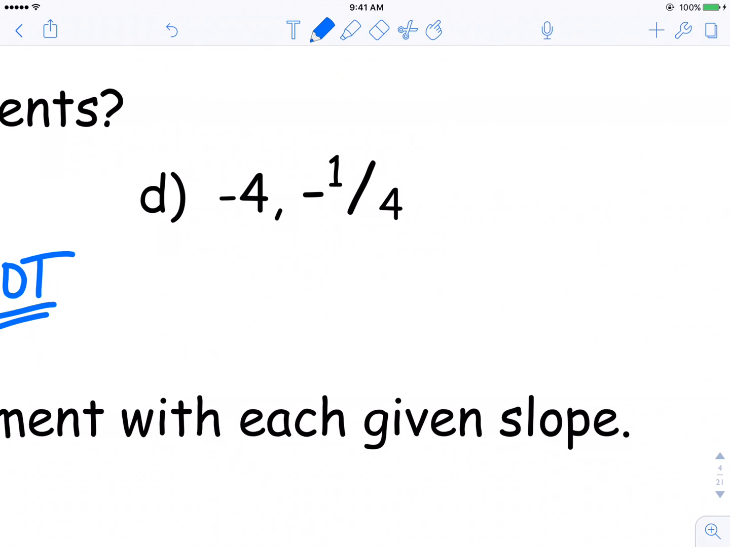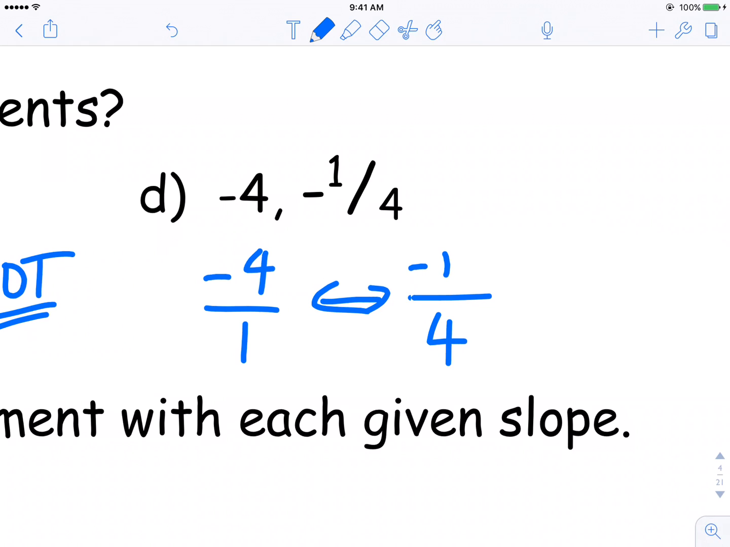And then question D. Negative 4 and negative 1 over 4. Well, negative 4 is the same as negative 4 over 1. And negative 1 over 4, well, that again is a reciprocal, but it's not negative reciprocal, because these would have to be different signs. Okay, so be careful with the negatives. These are not perpendicular.